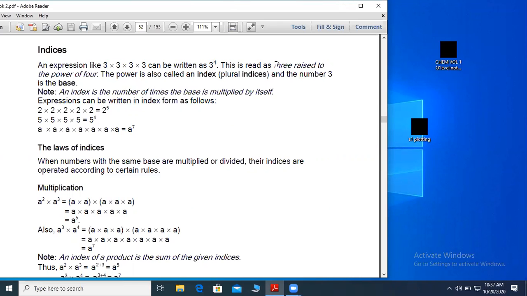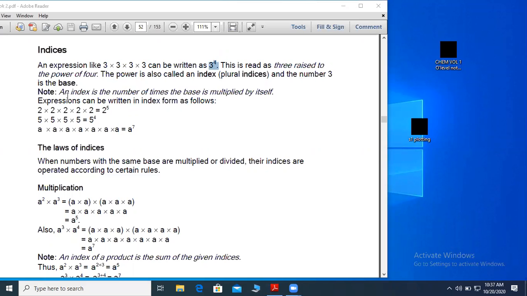This is read as 3 raised to power 4. The power is also called an index, and the plural is indices. When it is one power, it is an index, and the plural is indices. And the number 3 is the base. I think that one is okay with you.